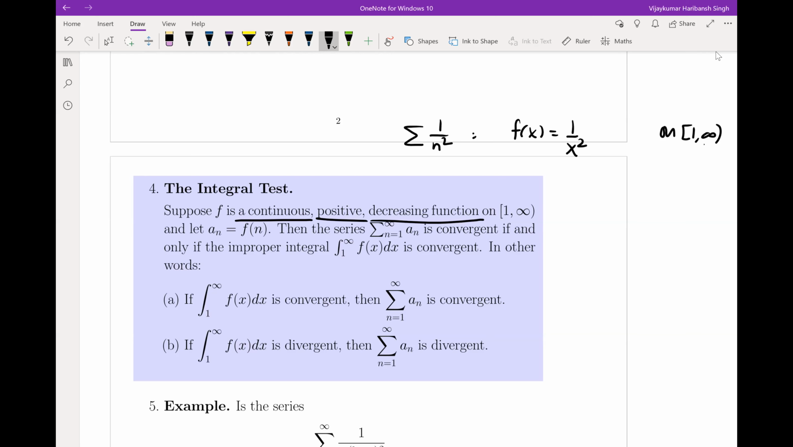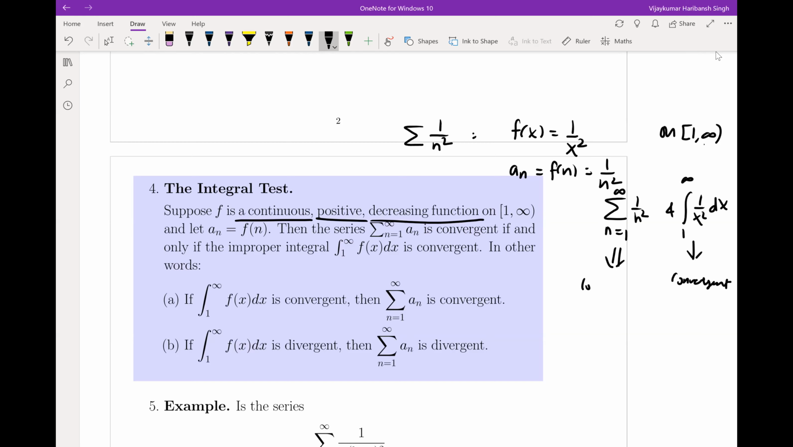It is decreasing, which you can check by the derivative. And you have a_n is f of n, which was 1 by n squared. So then we have a connection between the summation from 1 to infinity of 1 by n squared and the integral from 1 to infinity of 1 by x squared dx. We saw that this is convergent, and hence this was convergent. Although we did not use the integral test while proving it, we used the bounding on the series. But the bigger part is true.